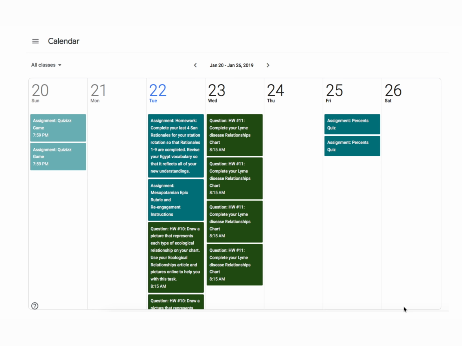This slide shows what a student's calendar might look like, where they have updates with, for example, on Friday the 25th, you'll see that there is a quiz that's posted so students know that they have that coming up. On the 22nd, they have a homework assignment where it describes what students are responsible for completing by Tuesday.